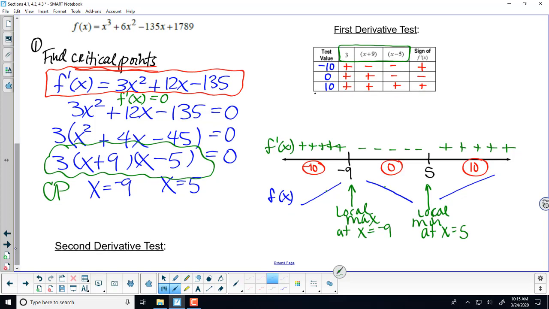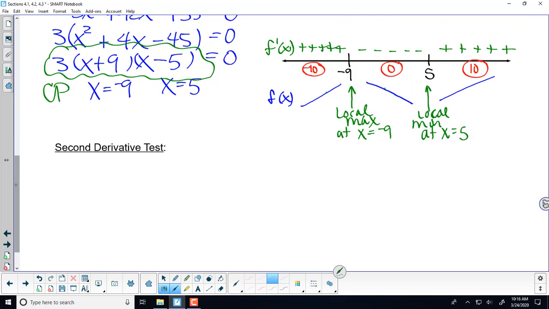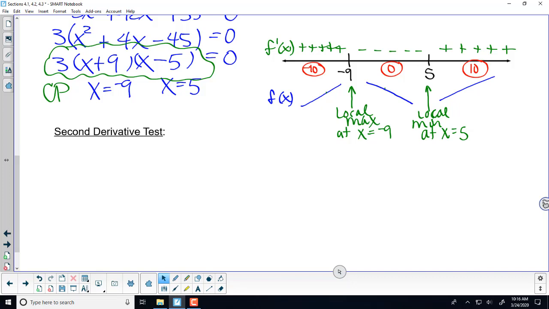If we wanted to look at the graph, we could find the ordered pairs for those points by substituting them back into the original function. We'll do that a little bit later with another example. Okay, so let's compare and see if we get the same results using the second derivative test.